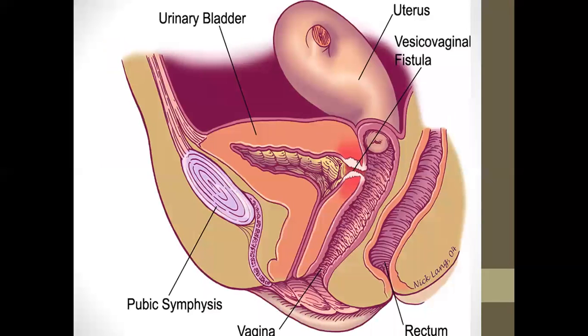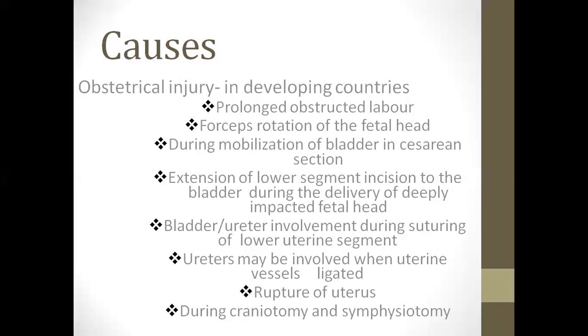This is the vesicovaginal fistula. This is the tract communicating the bladder and the vagina. Causes, as I said already: obstetrical injuries in developing countries, prolonged obstructed labor, forceps rotation of the fetal head, during mobilization of the bladder in cesarean section, extension of lower segment incision to the bladder in the delivery of a deeply impacted head, bladder and ureter involvement during suturing of the lower uterine segment.